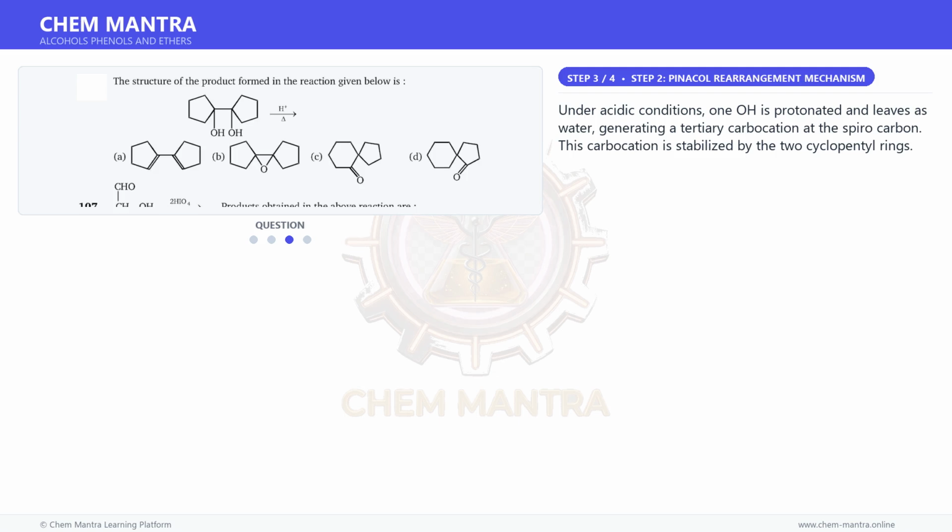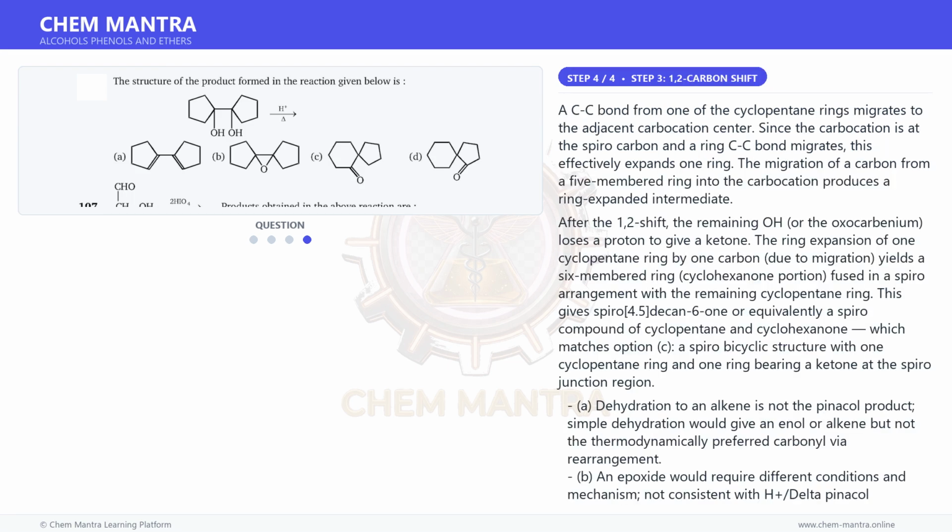Under acidic conditions, 1 OH is protonated and leaves as water, generating a tertiary carbocation at the spirocarbon. This carbocation is stabilized by the 2 cyclopentyl rings. And for the final step, a C-to-C bond from one of the cyclopentane rings migrates to the adjacent carbocation center.